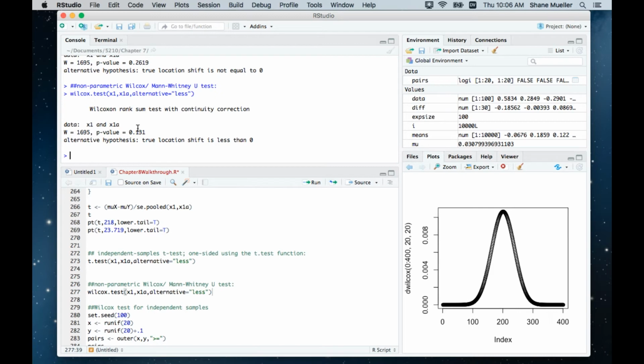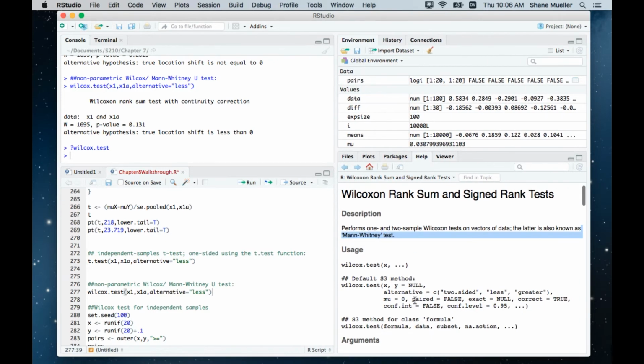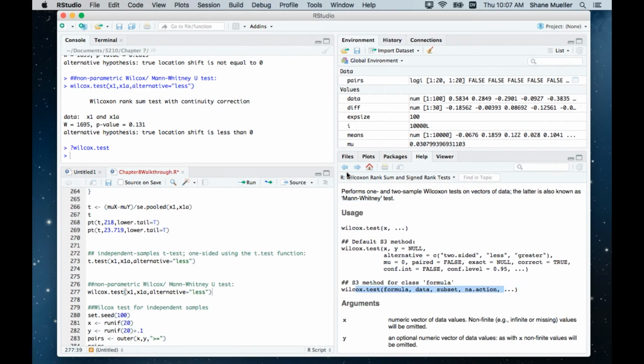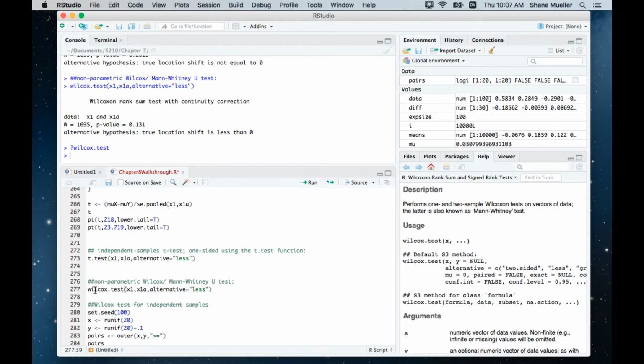So if we look up, it says a Wilcoxon rank sum test. Wilcoxon is the null distribution it's going to use it against. And if we look up Wilcox test, it will say performs one and two sample Wilcoxon tests on vectors of data. The latter is also known as the Mann-Whitney test. So the U is the statistic of the Mann-Whitney test. So it's often in psychology reported as a Mann-Whitney U or Mann-Whitney test rather than a Wilcox test. And you could report it that you used the Wilcox test function in R to compute a Mann-Whitney U test.